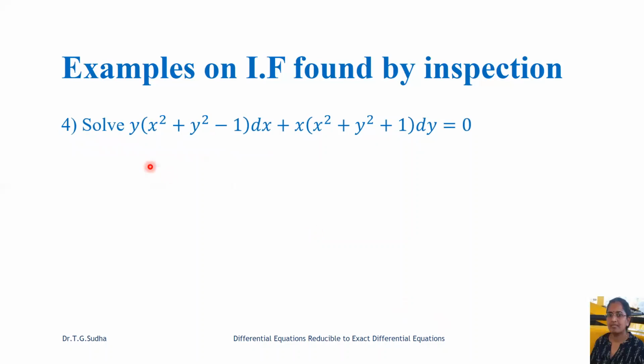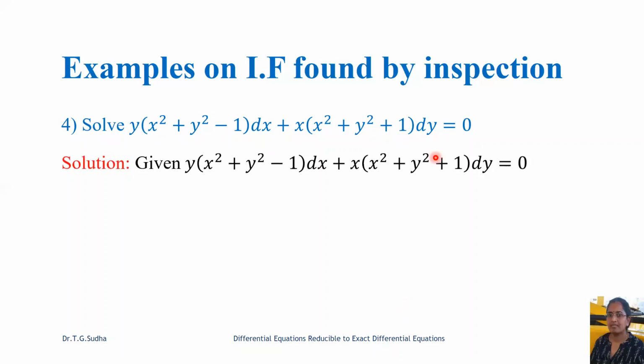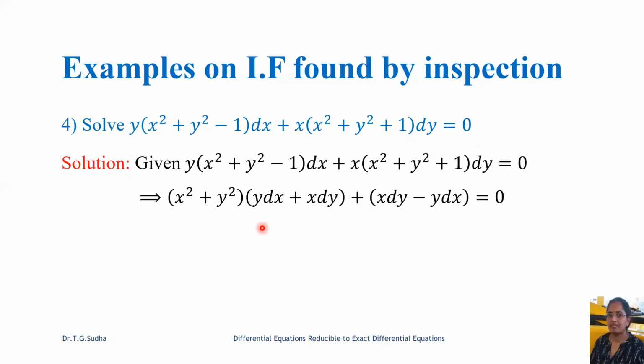Consider one more example. Solve y into x square plus y square minus 1 into dx plus x into x square plus y square plus 1 into dy equal to 0. So we have considered the given differential equation. Let us take the term which is containing x square plus y square as a common. So we have y into dx, so y dx. Here you have x square plus y square, remove that common. So you're left with x into dy.